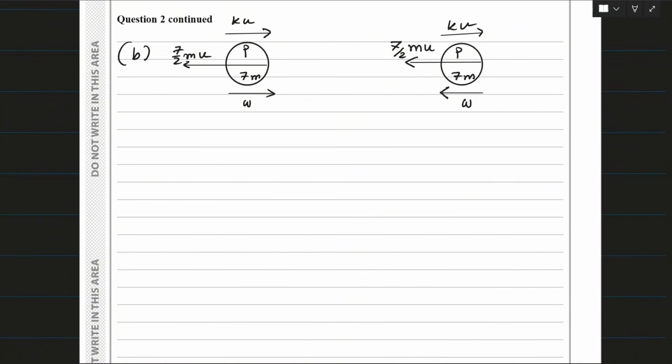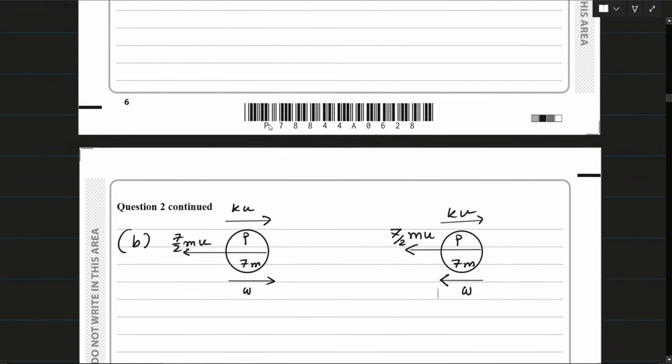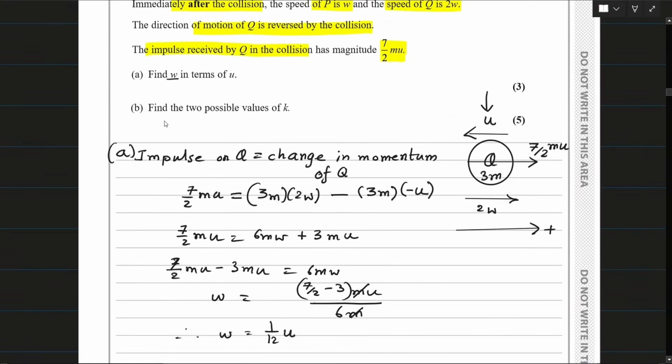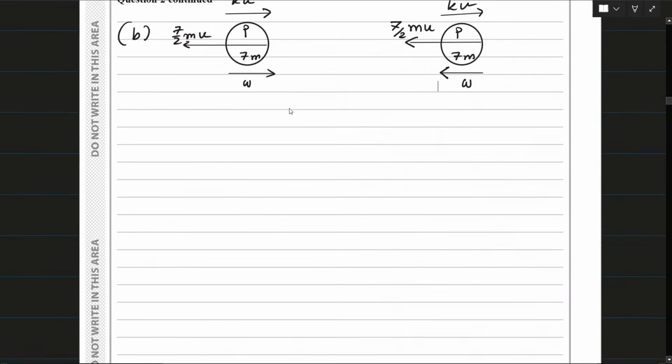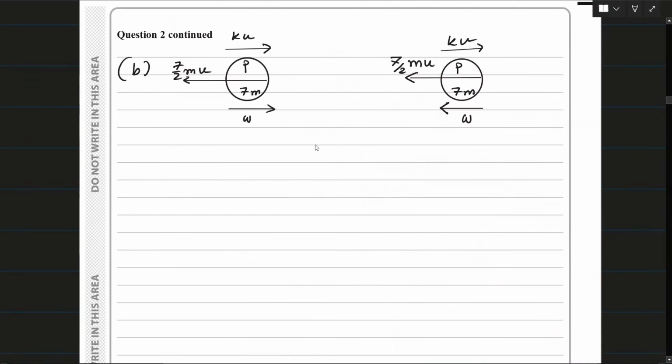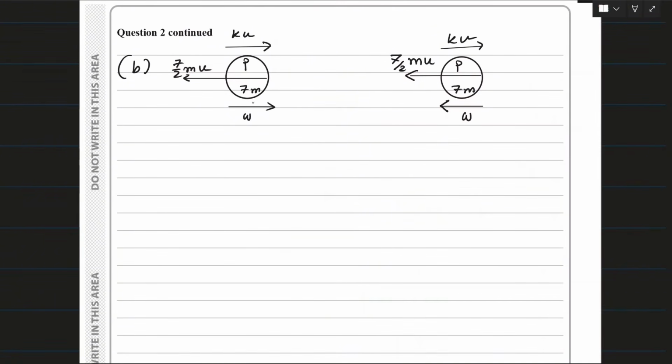Now when we consider these two possibilities, we will find that we will have two different values of k. So this is what is referred to in the question, where we have to find two possible values of k. So now we will consider these two scenarios, and we will find the value of k distinctively for both of the scenarios. So this is our case 1, and this is our case 2.